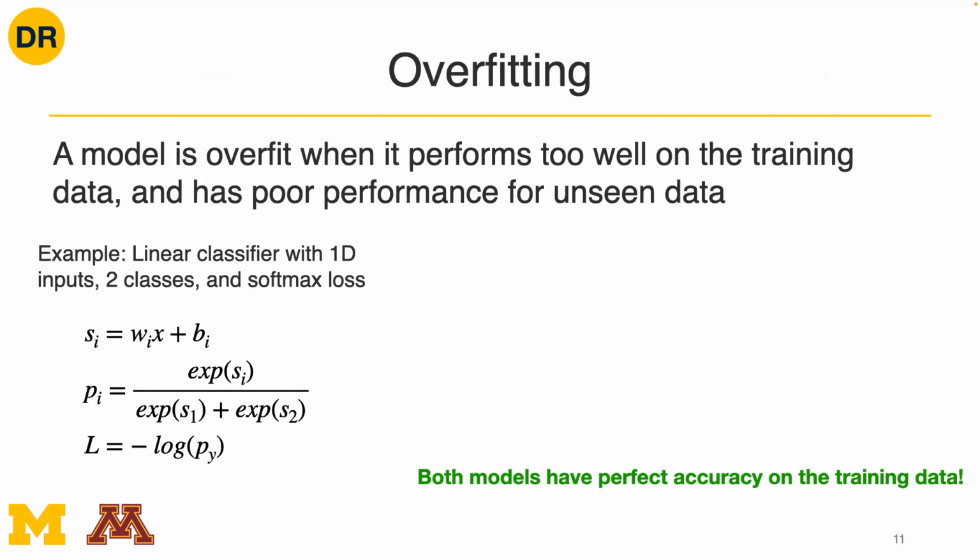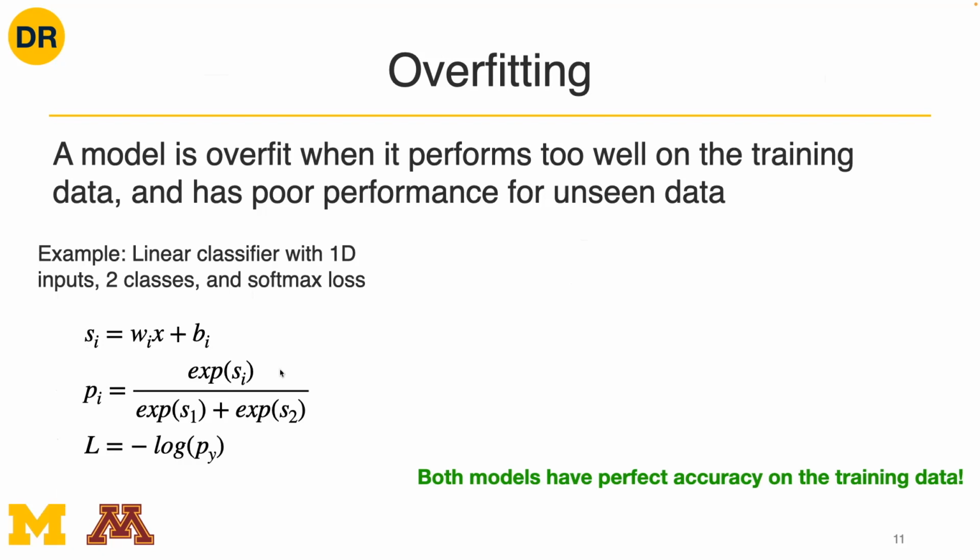To look at this with a concrete example, let's say that we have a linear classifier which has a one-dimensional input. You can see this function producing the score S sub I as a function of our single one-dimensional parameter W sub I, and then our input one-dimensional data element X plus some bias term. So there are the scores. And then let's say that we set up our loss function according to the softmax loss, which we looked at in the last lecture.